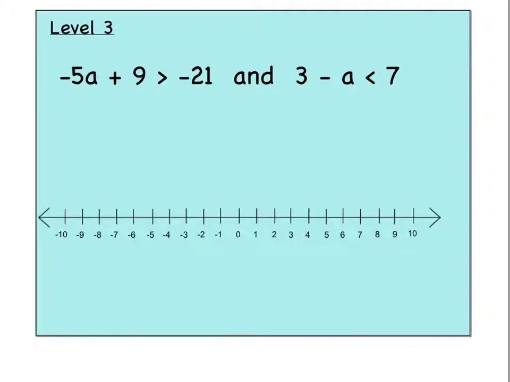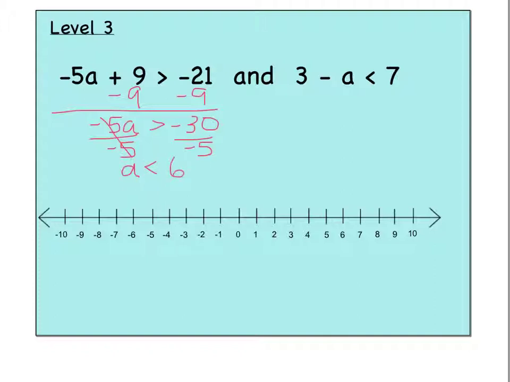Here I've got a two-step inequality, so we'll subtract 9 from each side. We've got -5a is greater than -30. Divide by -5. What happens when we divide by a negative? You cannot forget to switch your sign. So a is less than 6. I'm going to go ahead and draw that in.